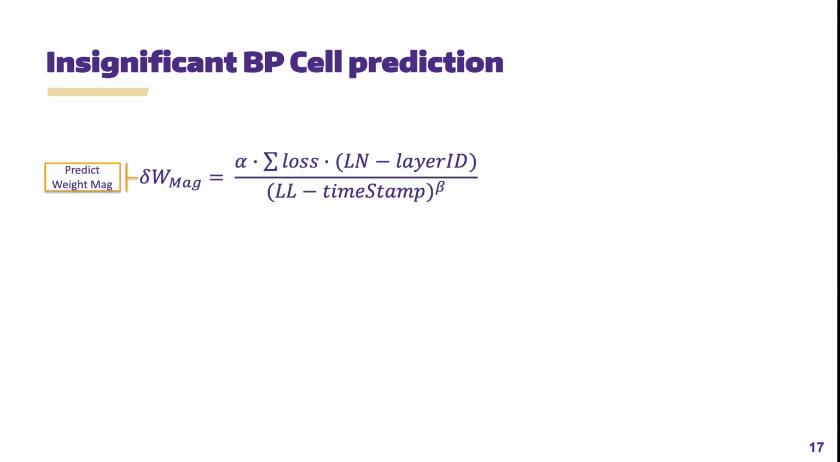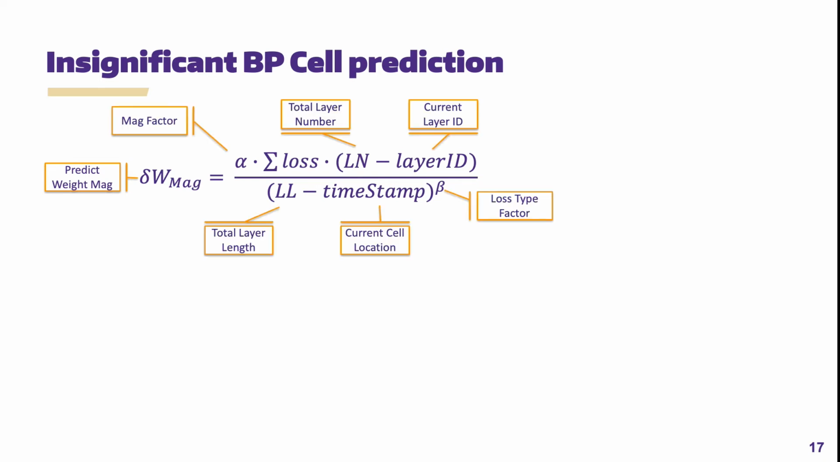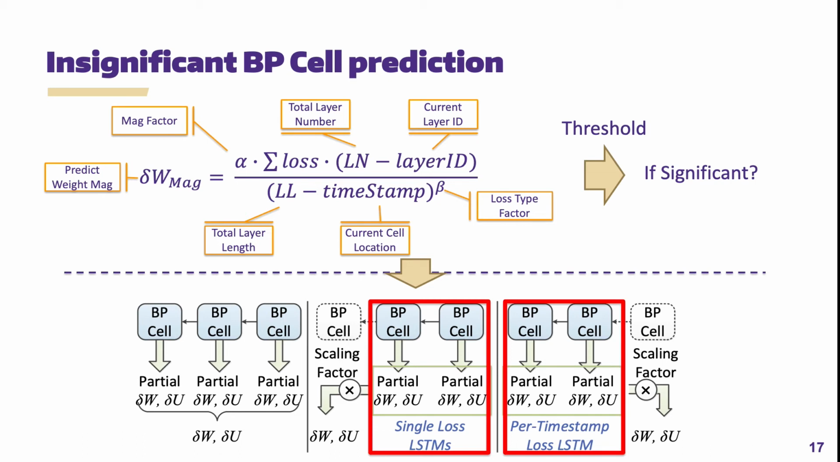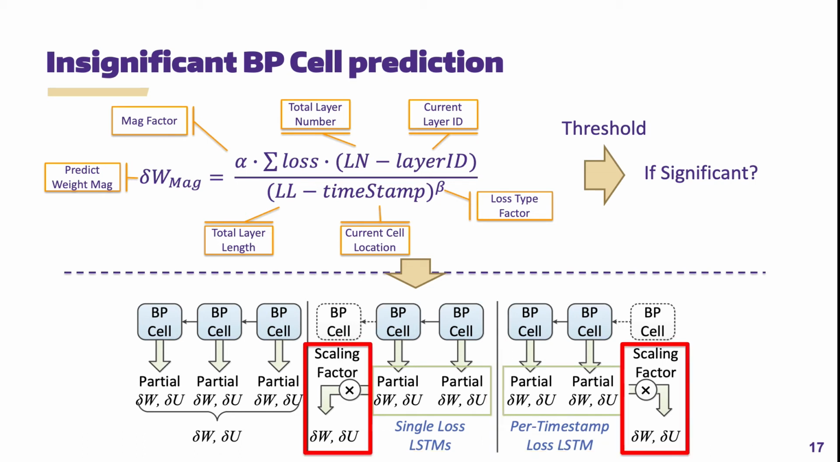In order to identify those trivial cells, we build a mathematical model, which takes the LSTM layer config and final loss into consideration. With this model, we can set a threshold to determine whether the cell is significant or not. So this is the diagram for BP cell skipping. We only need the weight gradient from the significant BP cells, and we further scale the partial result to get the gradient result for the entire LSTM layer.